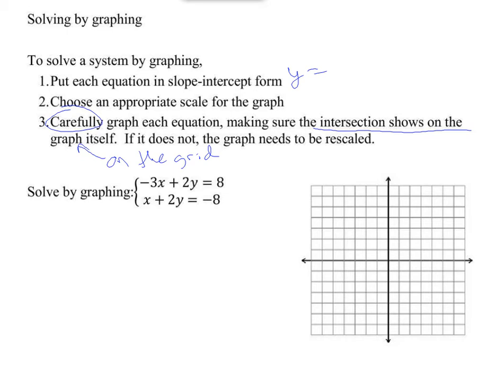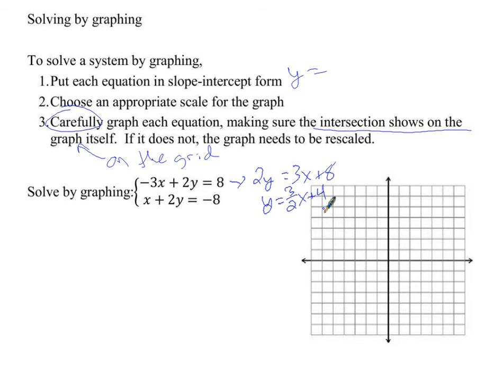So let me go ahead and solve this first system by graphing. The first thing we need to do, according to my little steps that are sitting up here, is put these in slope-intercept form, which they're not. So I'll take this first equation here, and I'll use blue. I'm going to add 3x to both sides, and that gives me 2y equals positive 3x plus 8. And then I'm going to divide both sides by 2 to get y by itself, and that gives me y equals 3/2 x plus 4. Now I can graph that because it's in slope-intercept form.